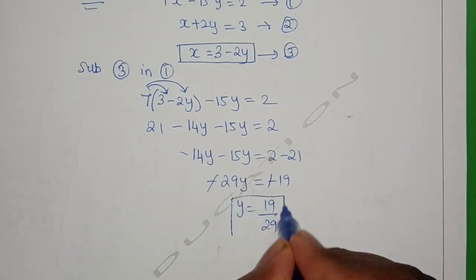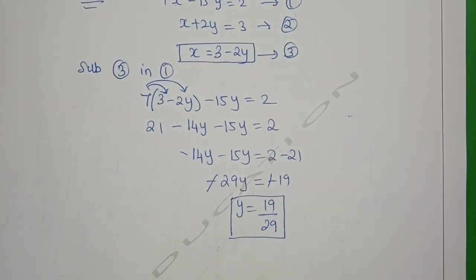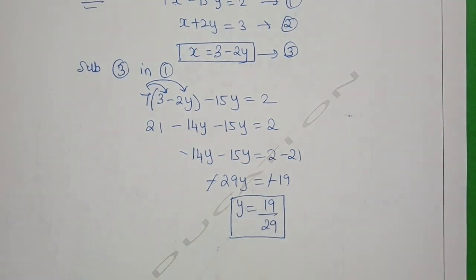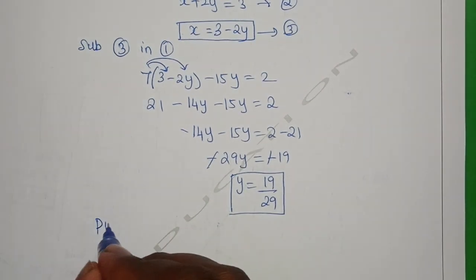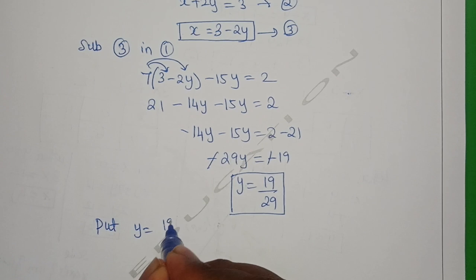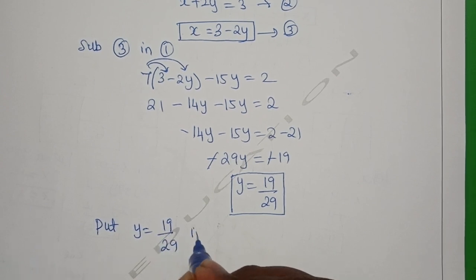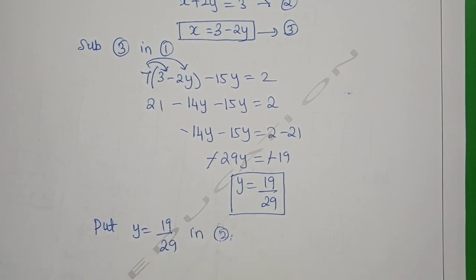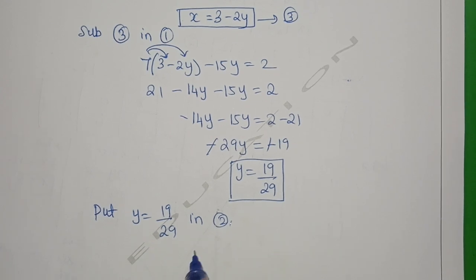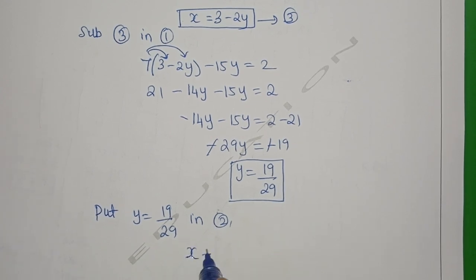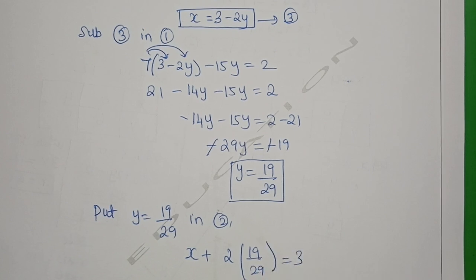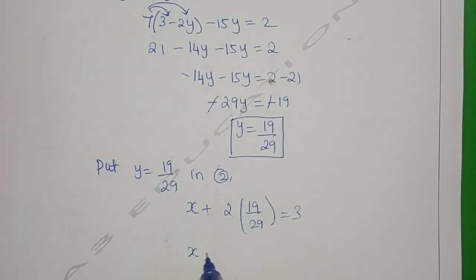We found y. The next step is to find x. Therefore we will put y equal to 19 by 29 in equation number 2. Therefore we get x plus 2 into 19 by 29 is equal to 3. Next step, multiplying this, we get 38 by 29 is equal to 3.